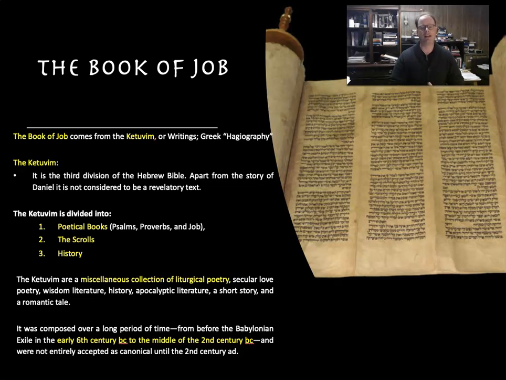So what is the Ketuvim? The word Ketuvim just means writings, and that is because there is a diversity of types of writings within the Ketuvim itself, including poetical books, which includes Job, the scrolls, and history. So we have a kind of miscellaneous collection of liturgical poetry, which reminds us that we're looking at an anthology that is squished together, taking on its final form between the 6th century and 2nd century BC, so actually fairly recently.